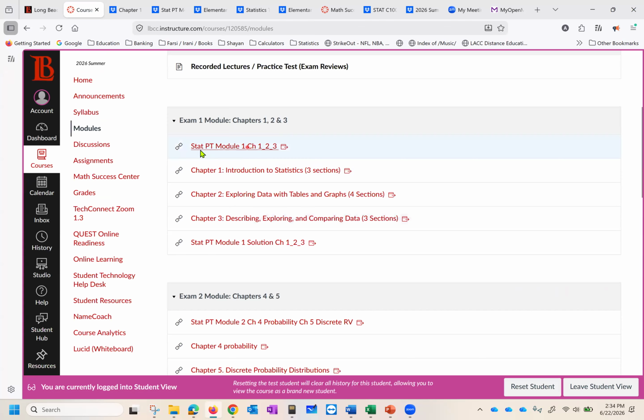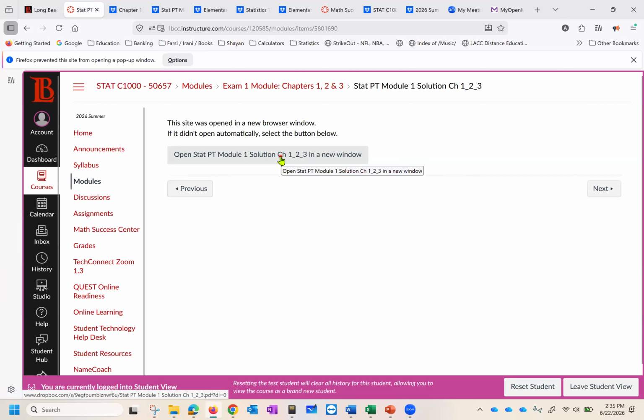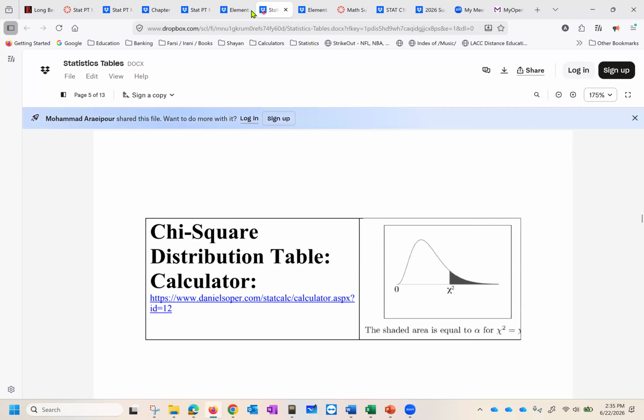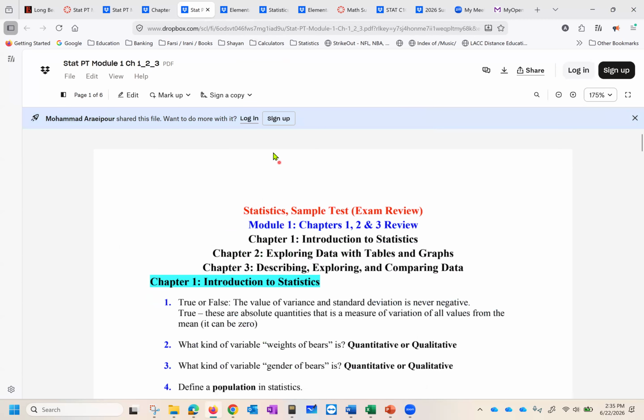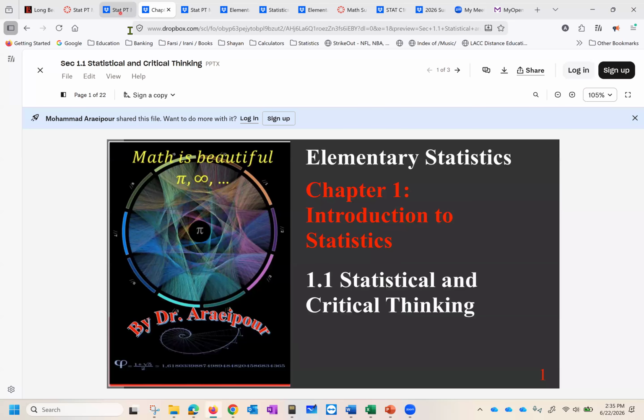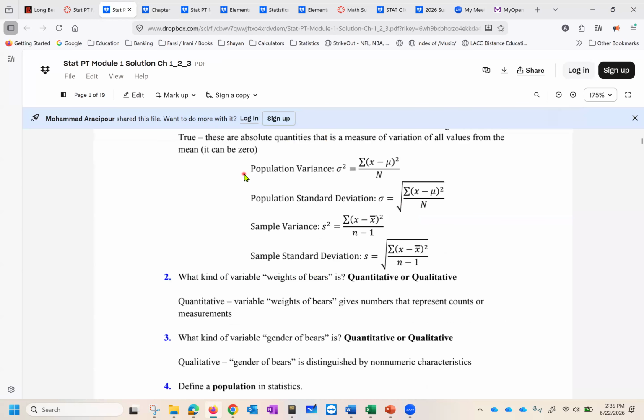So under the exam one module, we looked at the practice test. I showed you chapter one. Chapters 2 and 3 are the same. Those are PowerPoints. What do you see at the bottom? At the bottom of the first module, it is the solution to the practice test. So we have the practice test, PowerPoints, and the solution to the practice test with details.